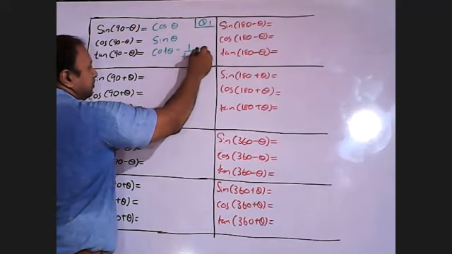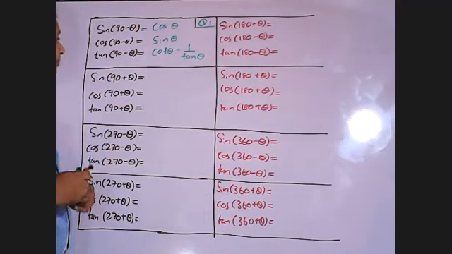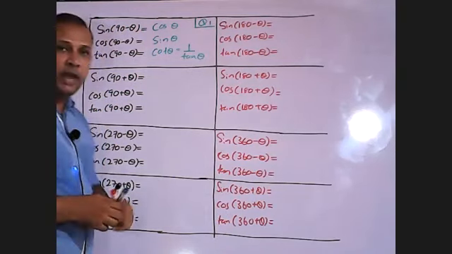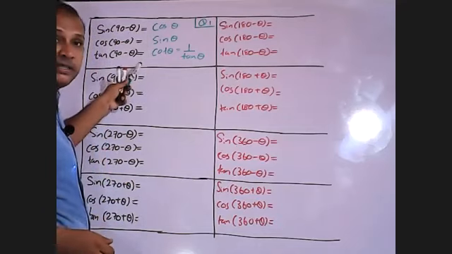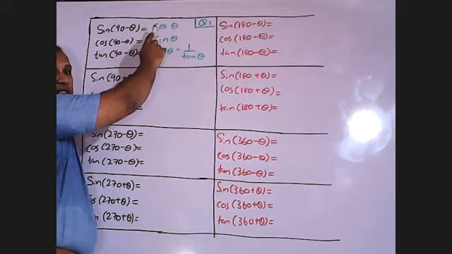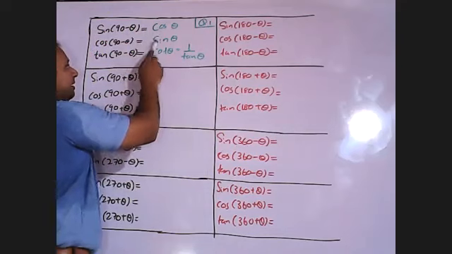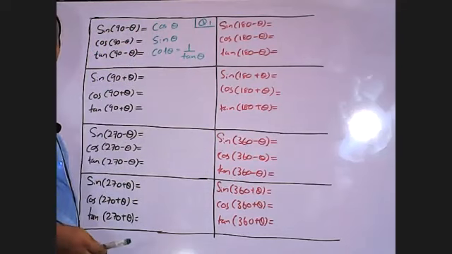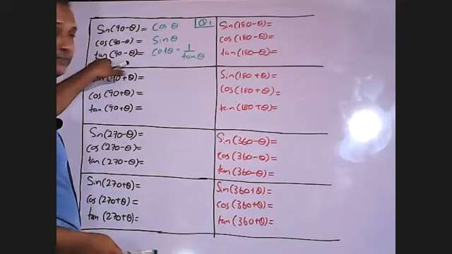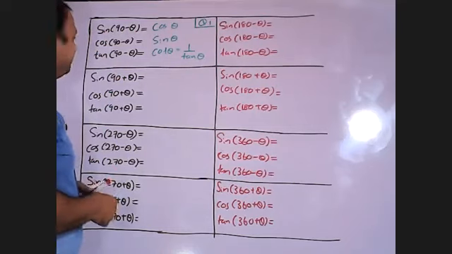Now I have written the magnitude, then you should determine the sign. So what is the sign of this one? Plus or minus? Plus, because this is Q1. This one? Plus. This one? Plus. Very good.